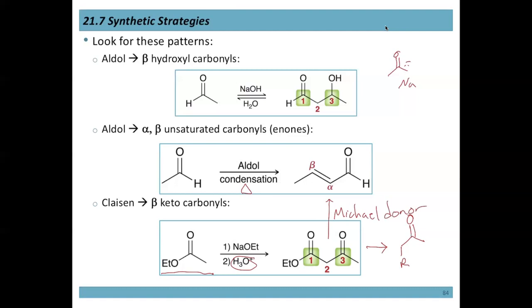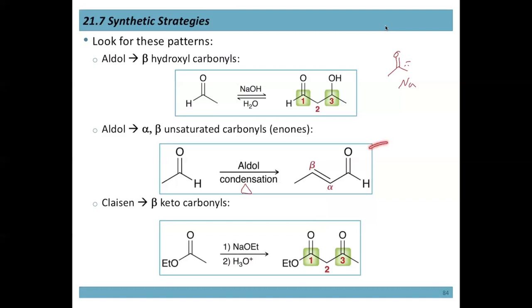So if you remember, we'd like to use good Michael donors, which tend to be those that are extra resonance stabilized, doubly resonance stabilized, and those tend to be good Michael donors where we deprotonate and those attack at the beta position of the alpha-beta unsaturated carbonyl. So it's really kind of interesting. We can actually make the reagents that we use for a lot of other reactions.